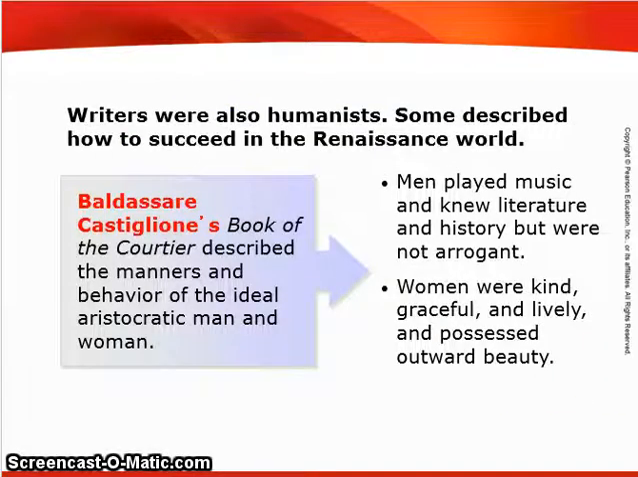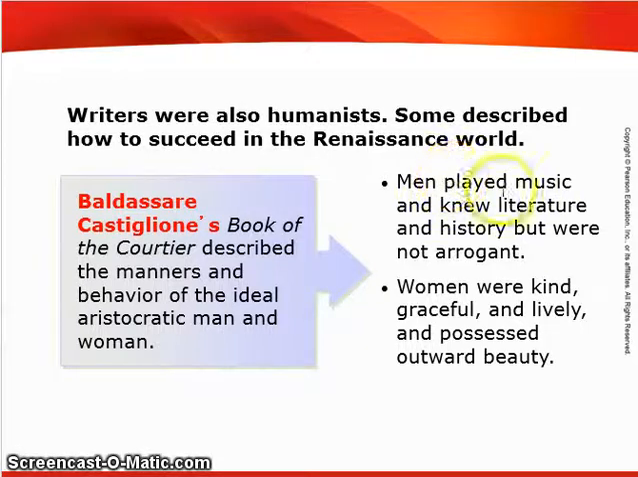Writers were also humanists. Some described how to succeed in the Renaissance world. The humanist writers of the period basically wrote how-to manuals. So Baldassare Castiglione's The Book of the Courtier described the manners and behavior of the ideal aristocratic man and woman. In other words, how to behave if you are at court. Now, being at court means that there is a king or a high-ranking noble at the top, and you are in their court. You are trying to be your best for that king or that noble.